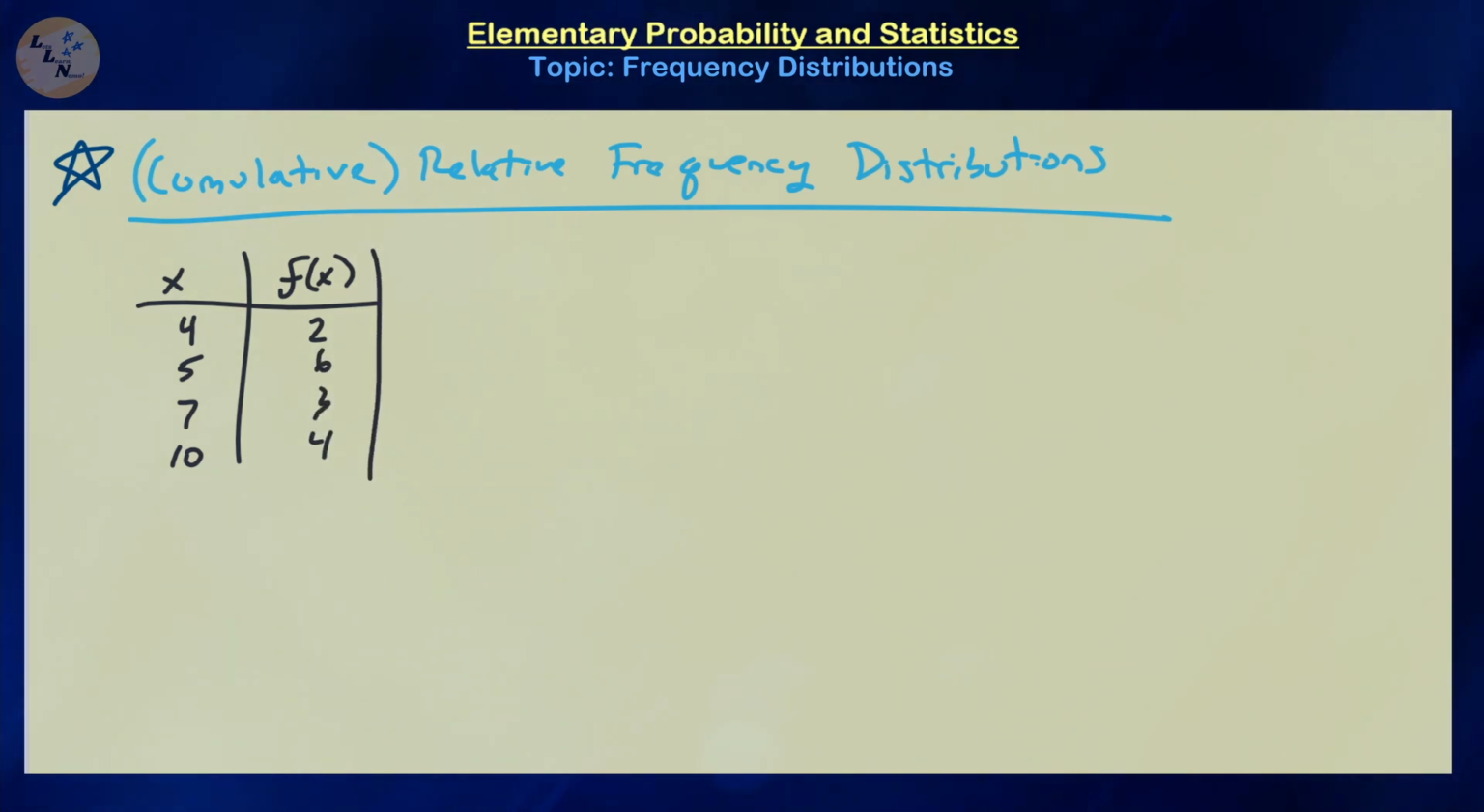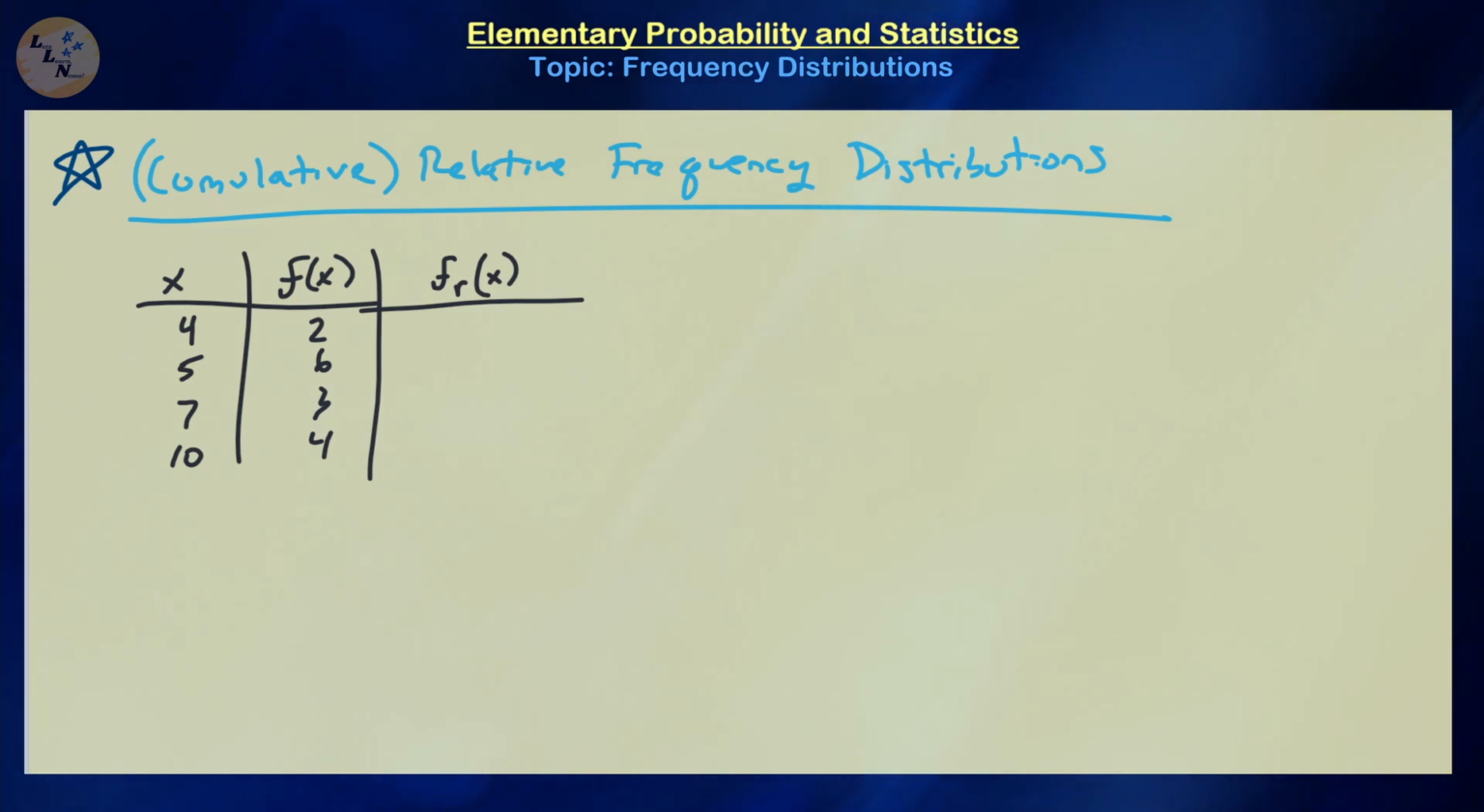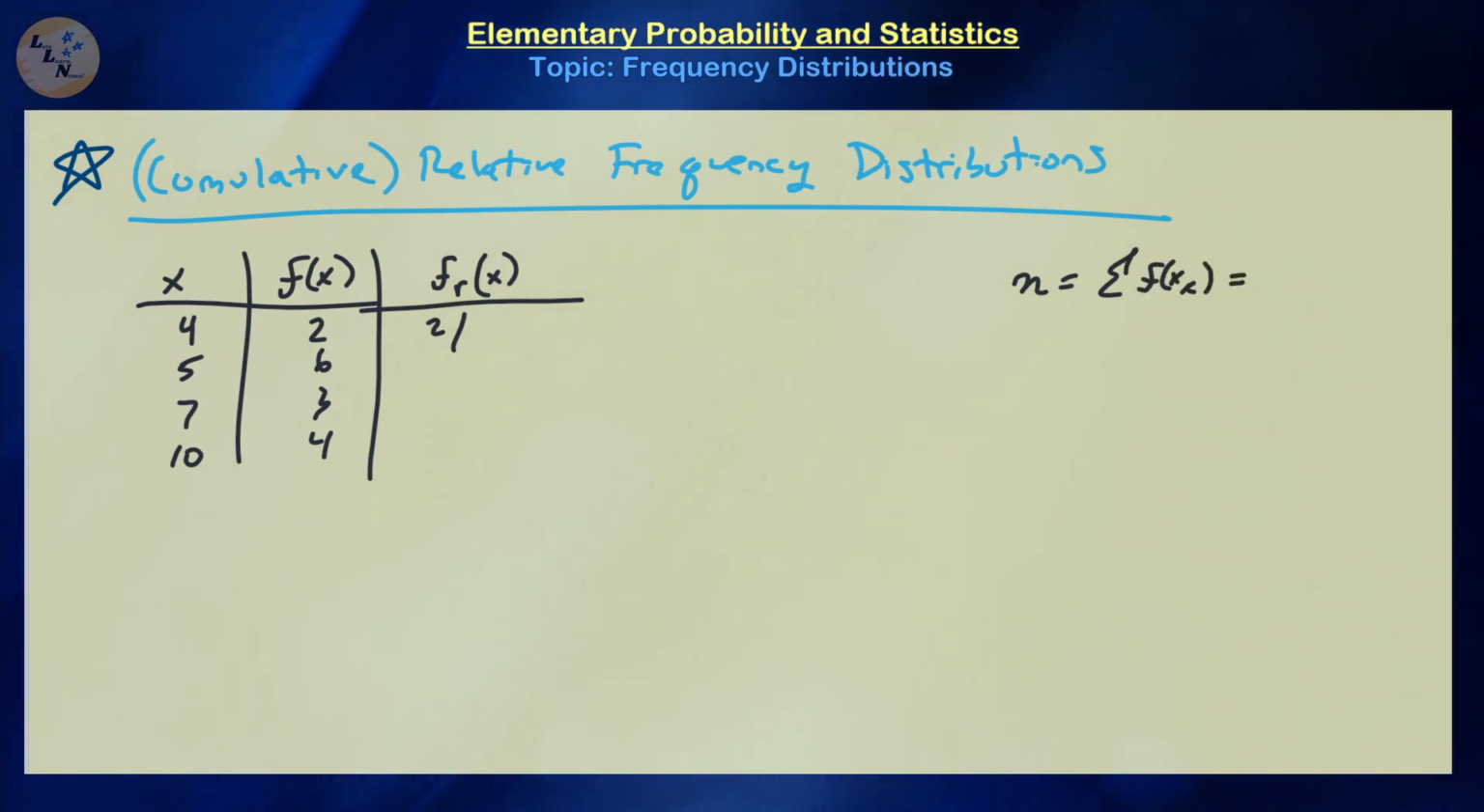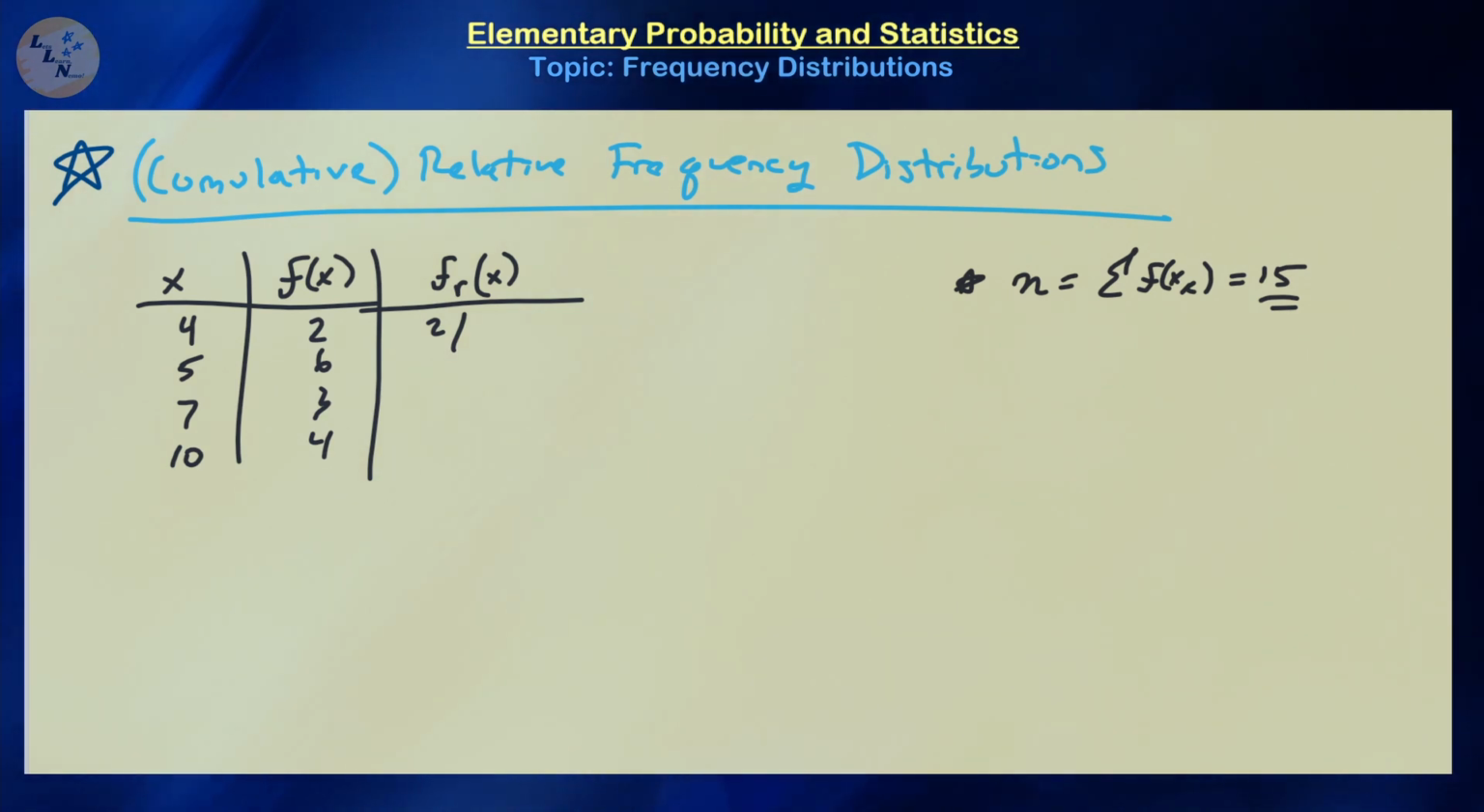So the relative frequency distribution, which I'm going to abbreviate as f sub r of x, is going to be equal to the frequency divided by the total. Remember, the total, which is the sum of the frequency values, was equal to 15 for our particular data set. So we're going to take the frequency and divide by 15: 2 divided by 15, 6 divided by 15, 3 divided by 15, and 4 divided by 15.